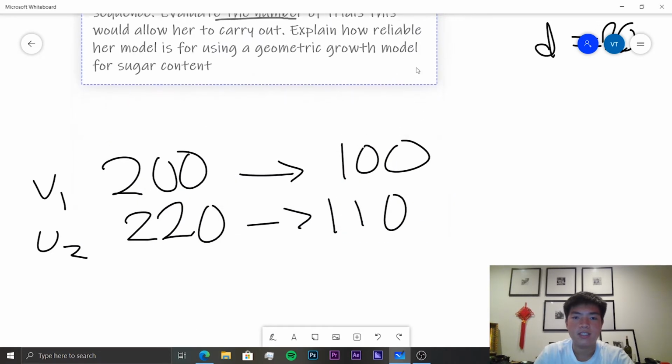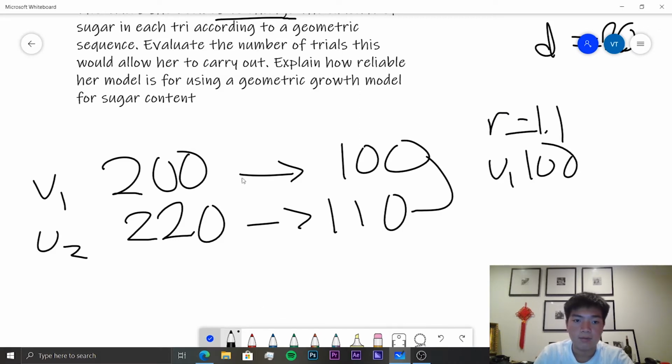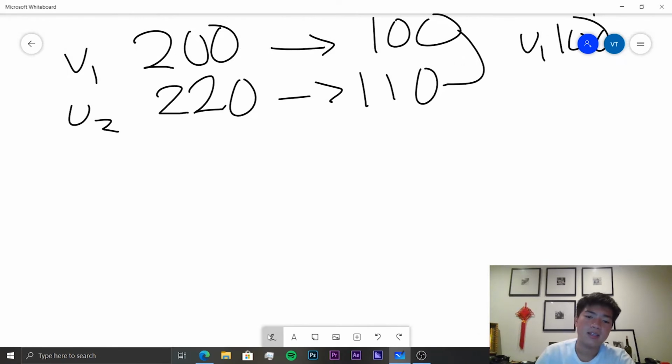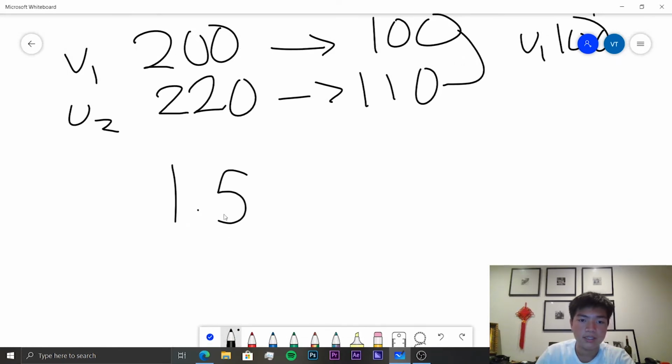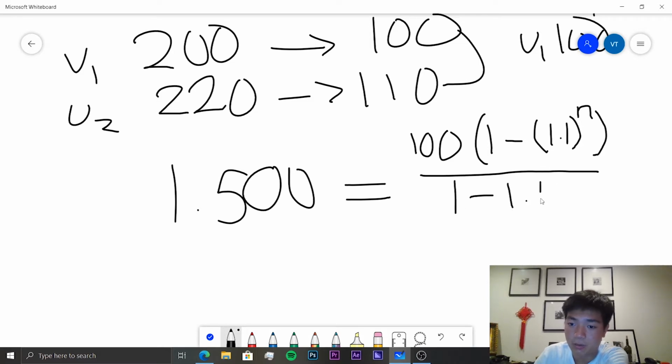And since we're using a geometric model, this means the common ratio would be the difference between the 2. So the common ratio is equal to 1.1, and our first term is 100. She has 1.5 kilograms of flour, and we need to check how many trials she can run. So we can say 1,500 is equal to the sum of the series, and remember the sum is equal to the first term times 1 minus the common ratio, 1.1, to the number of terms, in this case n, divided all by 1 minus the common ratio, which is 1.1.